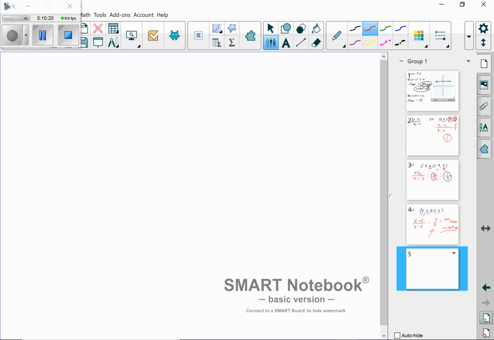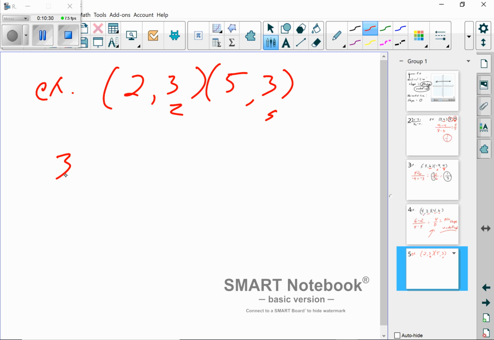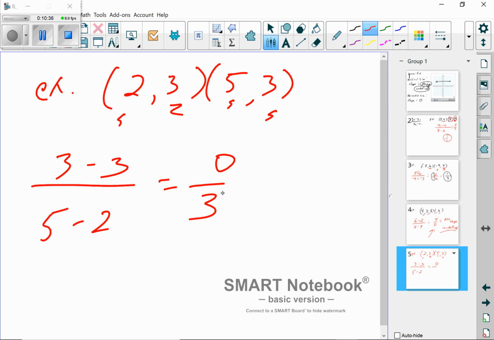Let's do one where 0 is on the top. So say you have a 2 and a 3, and a 5 and a 3. Y minus y: 3 minus 3. X minus x: 5 minus 2. That equals 0 over 3. 0 on the top is just a 0 slope. Right. That should cover all the types of problems you're going to see this week.